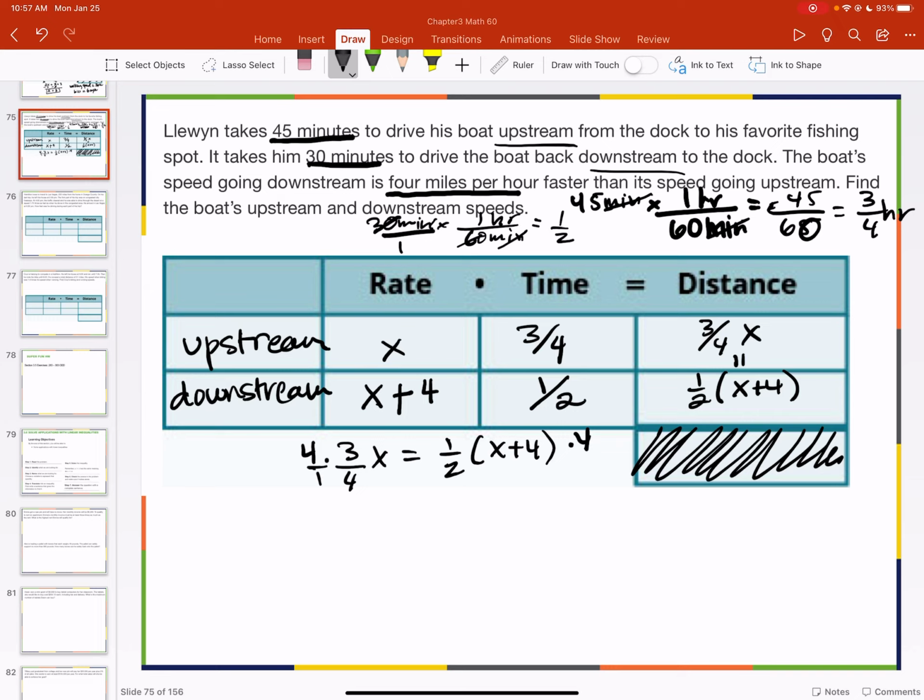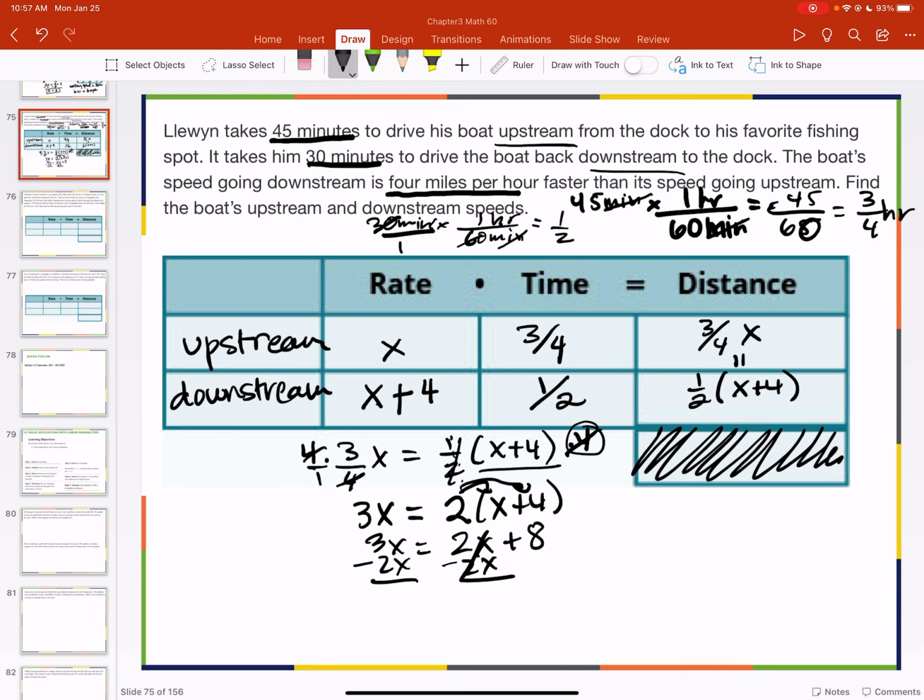Okay, so on the left-hand side, the 4s will cancel out and you get 3x. On the right-hand side, we have 1/2 times this quantity. So if I multiply by 4, 4 times 1/2 reduces to become 2 times x plus 4. See, now this is a lot nicer, right? Okay, so distributing, we get 3x is equal to 2x plus 8. Now we need to have the variables on the same side of the equation. So we subtract both sides by 2x. 3x minus 2x is just 1x. And then we bring down the 8. So that means x is equal to 8.